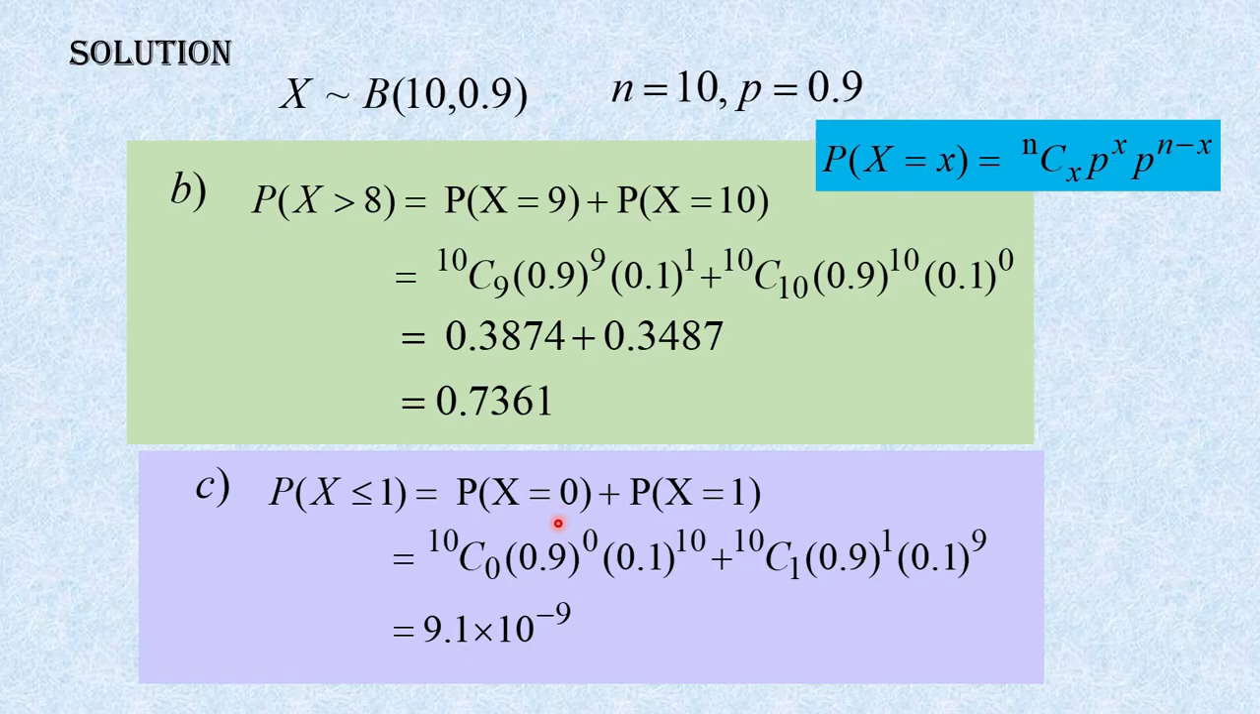For x equals 0, we have 10C0, 0.9 to the power of 0, 0.1 to the power of 10, plus for x equals 1, 10C1, 0.9 to the power of 1, 0.1 to the power of 9. The answer is 9.1 times 10 to the power of negative 9.